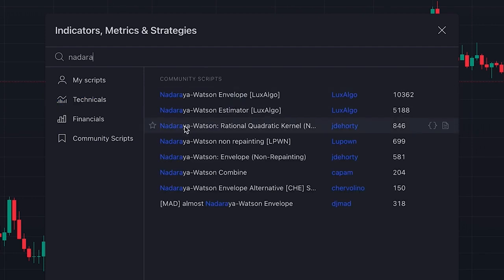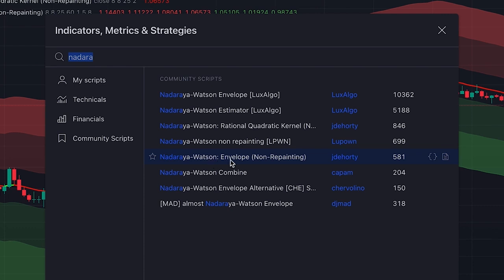We add this one, Nadaraya-Watson Rational Quadratic Kernel, which is written by someone named J.D. Horty. We also add this one, Nadaraya-Watson Envelope, which is actually built based on this one that we just added, and it's written by the same author, J.D.